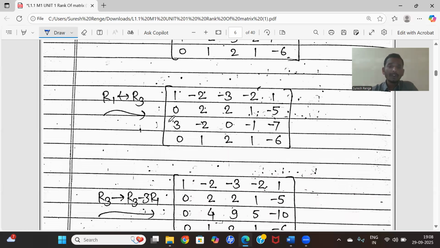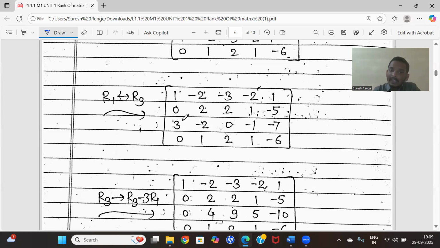Now go to the first row. What is the leading element of this first row? The first non-zero element is equal to 1. And what is the procedure to convert this matrix into echelon form? Make those elements which lie below that leading element equal to 0. Now apply this operation: change in R3, R3 minus 3 times R1.